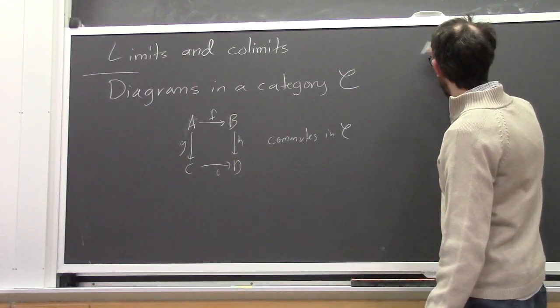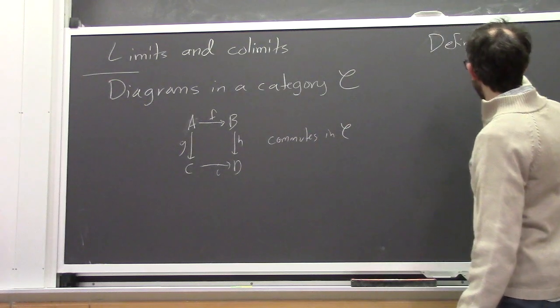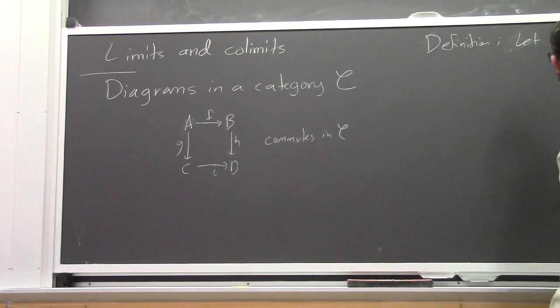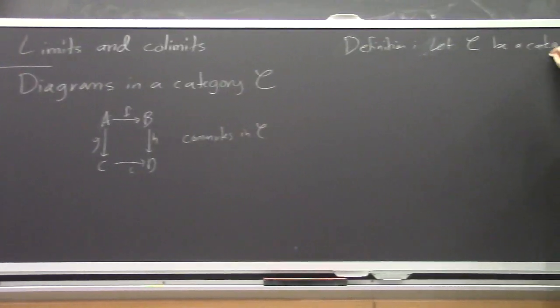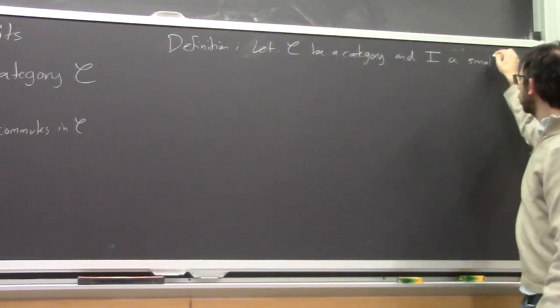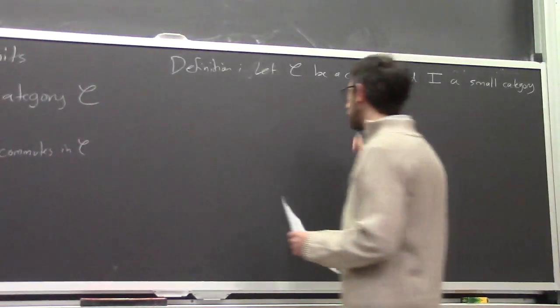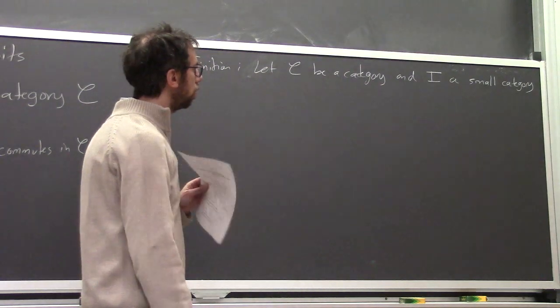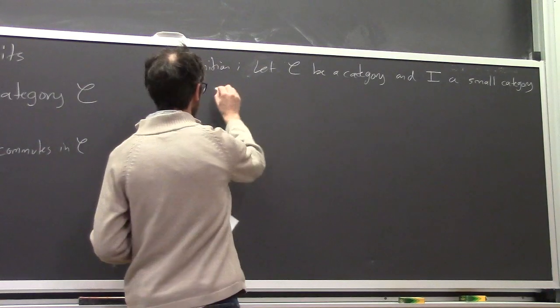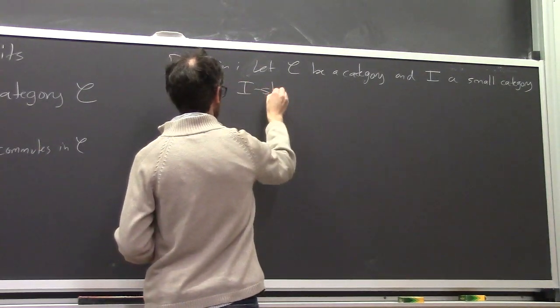So, definition: let C be a category, and I is also a category. It's called a small category. You can think of it as a finite category, or just a category with a set of objects. But I am writing I in non-script capital because it's serving a slightly different role. It's the shape of the diagram. An I-shaped diagram.